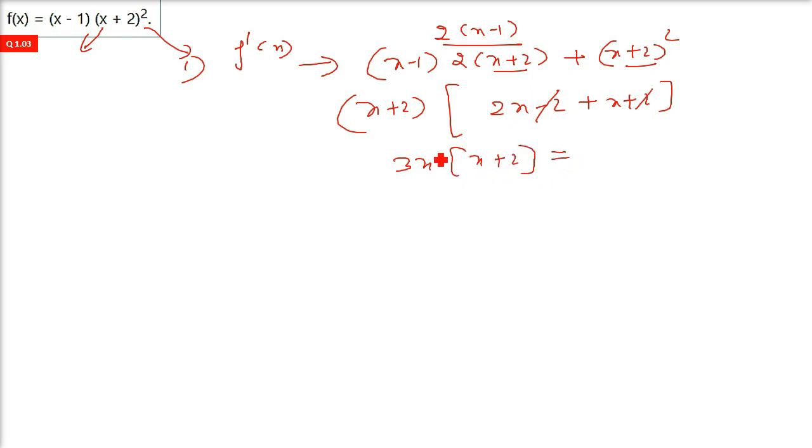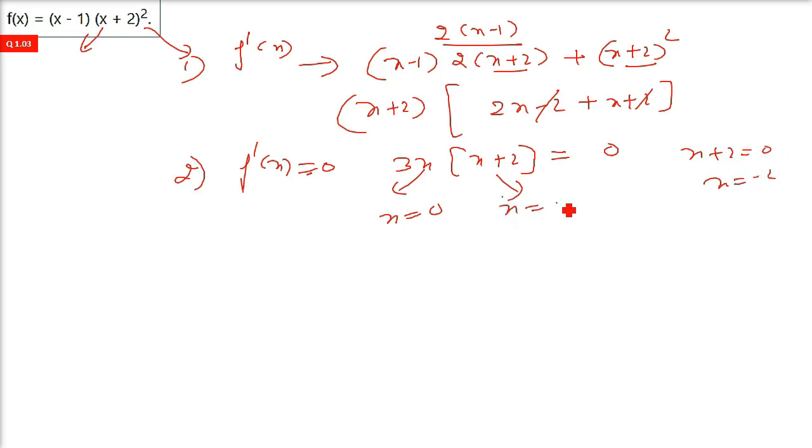The second step is f'(x) = 0. When you set it equal to 0, x will be 0 and x + 2 will be 0, which gives you x = -2. So you have two critical points here, 0 and -2. Got the two critical points? The third step is to differentiate the differentiation.